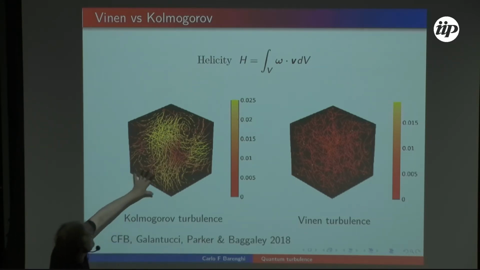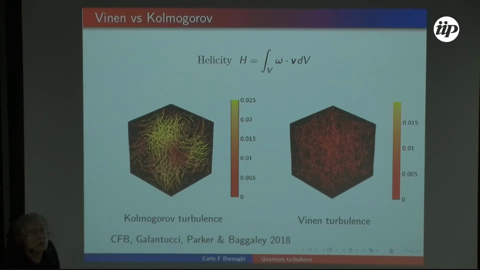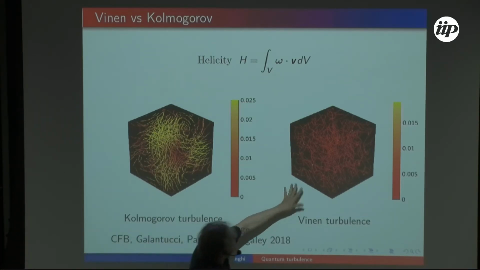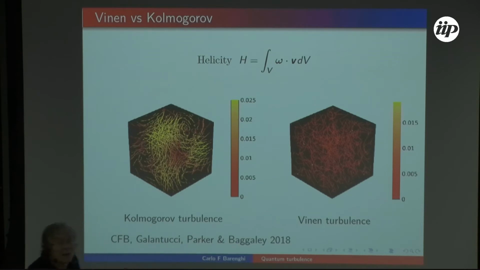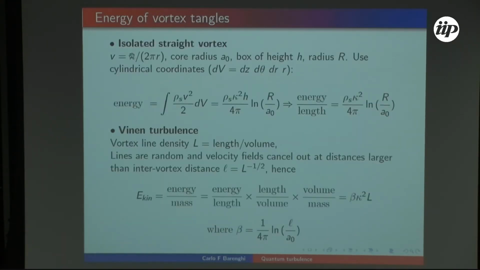So in the case of Kolmogorov turbulence, we have bundles. Helicity is large, although on the average may be zero. But in the case of Vinen turbulence, it's very small because the vortices are random to each other. So the cartoon actually becomes very real. And we have this Vinen turbulence. And you can actually work out how it should decay, for example.